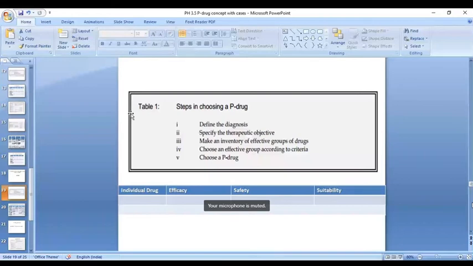So again, the criteria is the same. Again, you make an inventory like this, because this is a one-time activity. Once we have identified the group and identified the drug, this exercise is over. Then that is your personal drug that you have chosen, and you will keep prescribing it and gain more information about that particular drug, right? So again, we make an inventory, like individually, which is the drug, how efficacious it is, how safe it is, and how suitable it is. And the fourth thing would be the cost also.